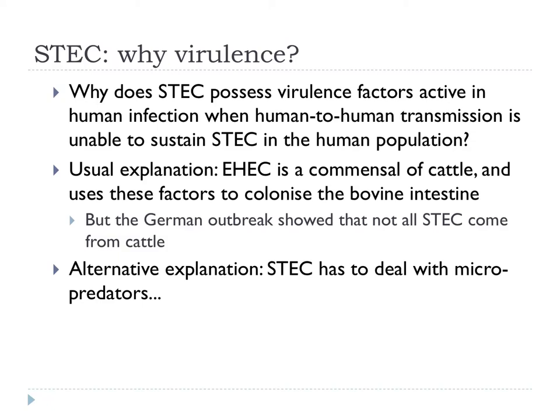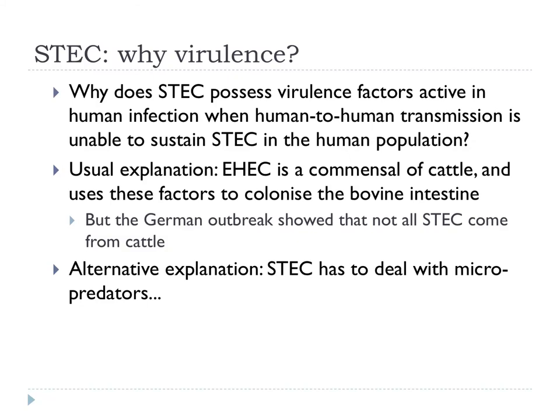So you could argue that these things that are causing disease in us are actually colonization factors in the cow. The cows don't get sick, but these are the things necessary for them to survive in the cow gut. In fact, with this German outbreak, there doesn't appear to be any link to cows at all. So it's not clear that you always have that situation. The Shiga toxin isn't always coming from a background where you've got cattle.